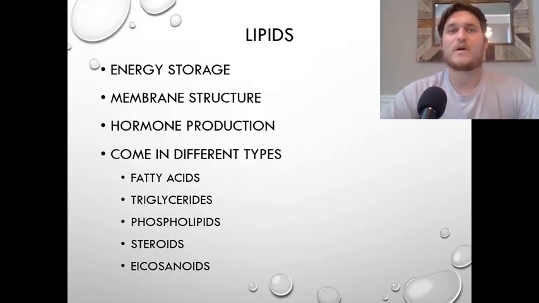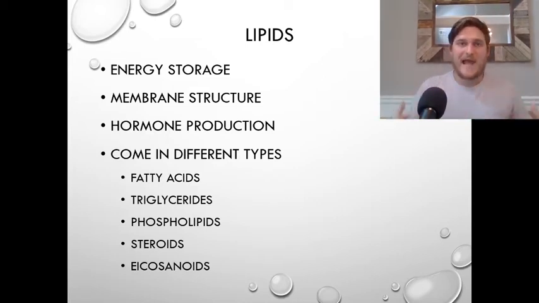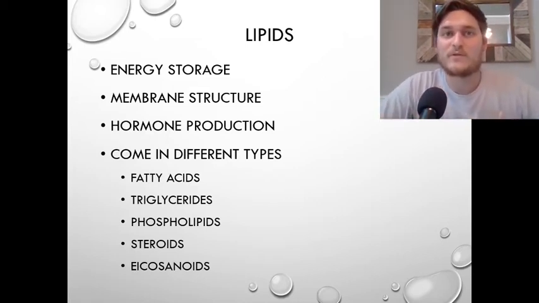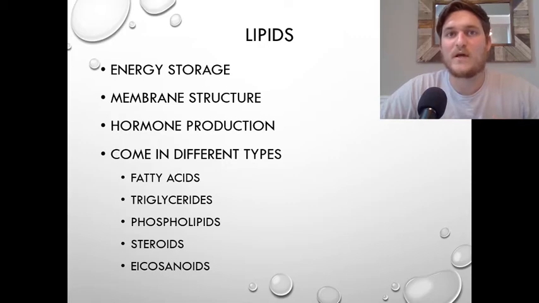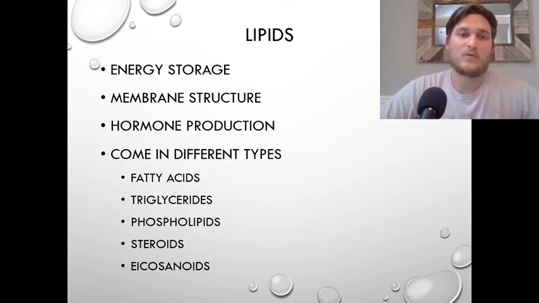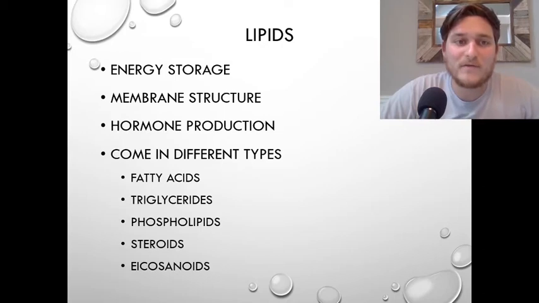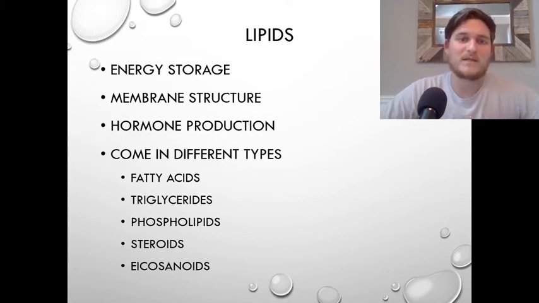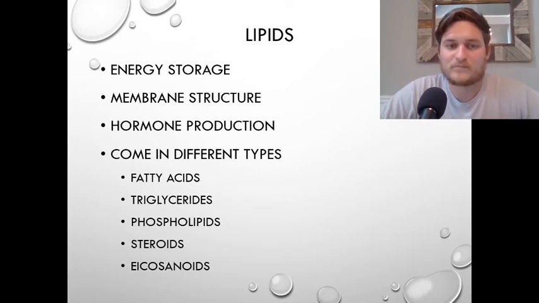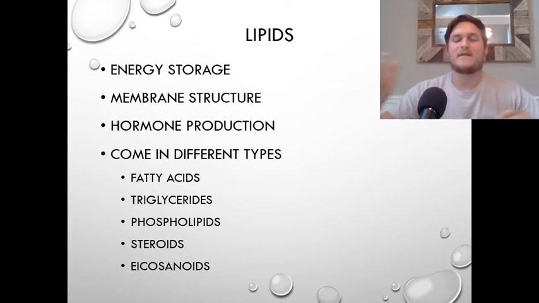So next we'll talk about lipids or fats. And lipids are not only used as a source of stored energy, but they are also important for the formation of certain hormones. They'll be used in the membranes of our cells. And so they come in many different types, including fatty acids, triglycerides, phospholipids, steroids, and eicosanoids.